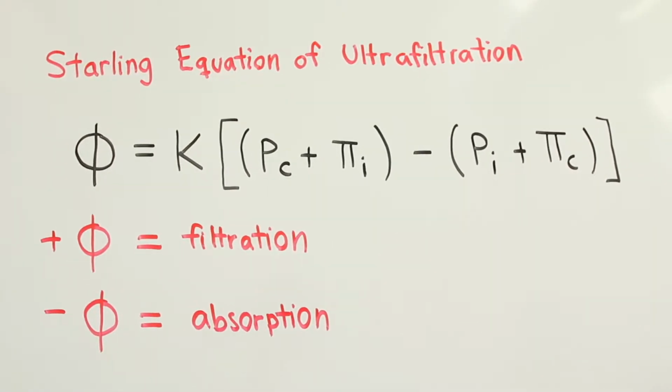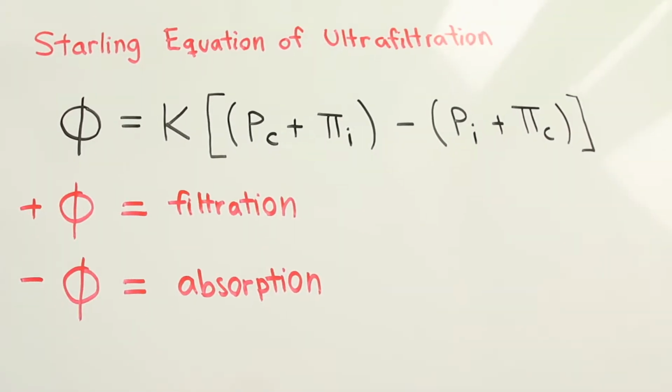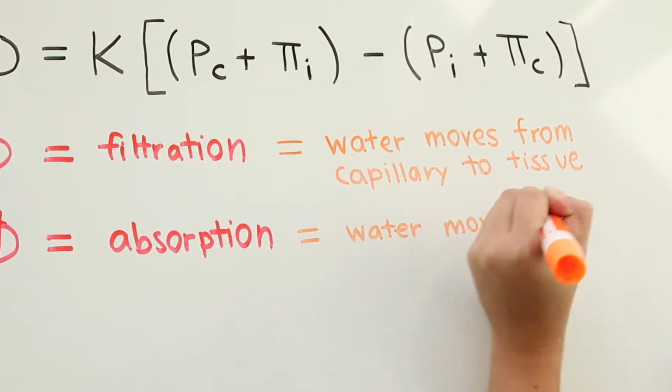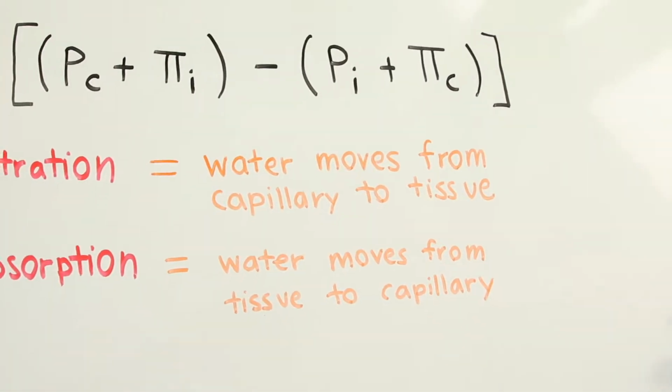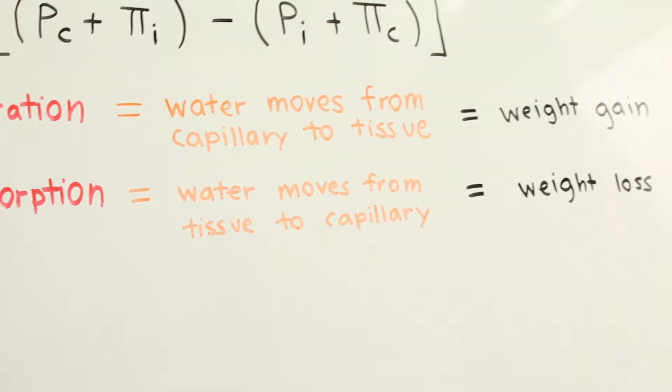A positive flux leads to filtration, whereas a negative flux leads to absorption. Filtration causes water to flow from the capillary to tissue, and absorption causes water to flow from the tissues to the capillary. Weight gain is a result of water accumulating in the tissues, while weight loss is a result of water leaving the tissues.